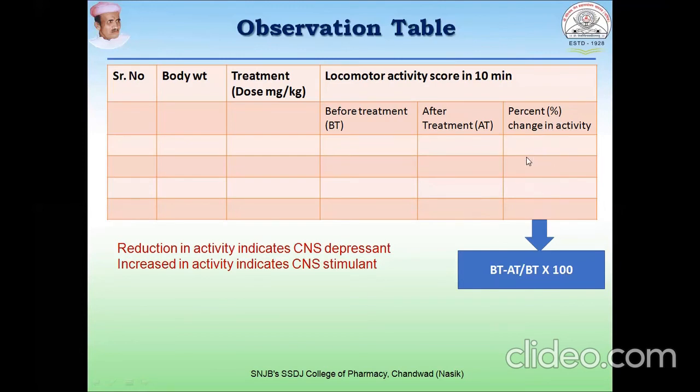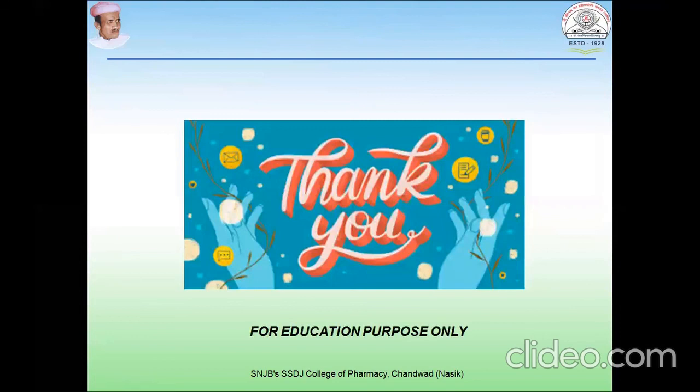In this case, if you observe a reduction in activity, this indicates CNS depression. So reduction in activity with respect to control shows CNS depressant activity of the drug. If you are getting an increase in locomotor activity with respect to control animals, it indicates that your drug has CNS stimulant activity. In this way, you can take a number of animals and different types of drugs, and then calculate the activity. So thanks once again for observing this experiment. Thank you.